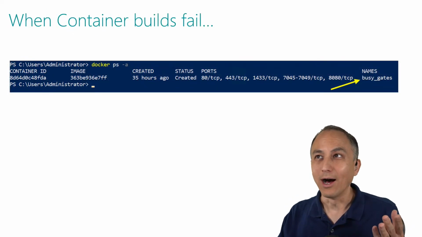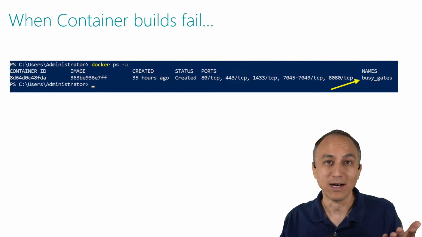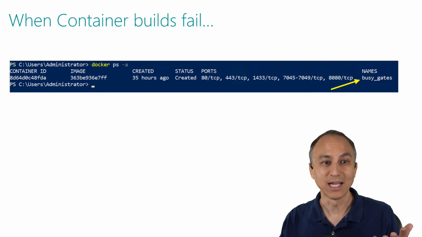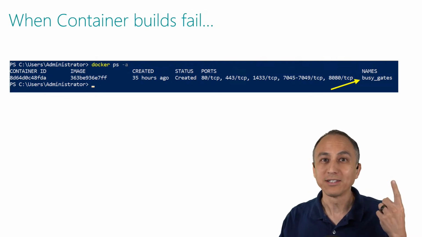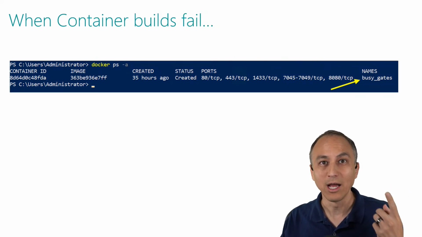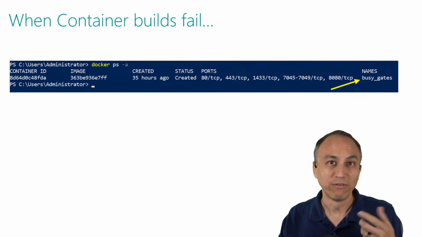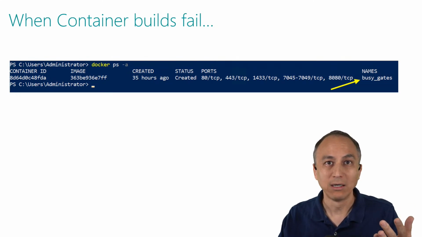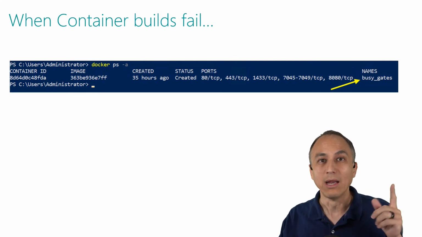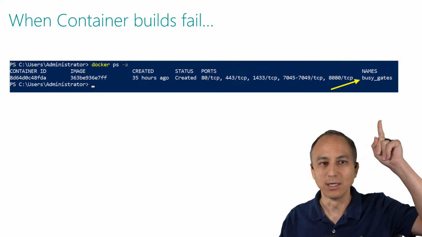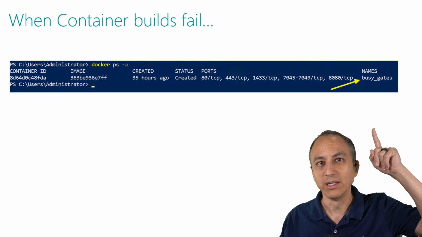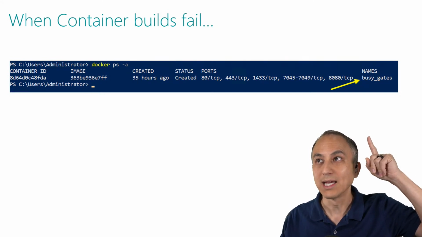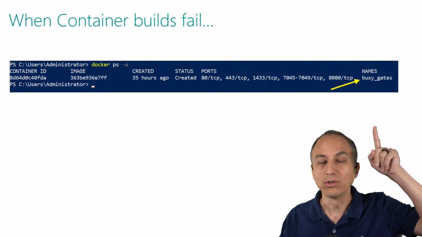Quick note, I see this a lot because I make a lot of mistakes. I try a bunch of different things, and a lot of times the NavContainerHelper build script, when I'm creating a new Business Central container, it will fail. So it'll give me an error and things will just get stuck. And when that happens, I will get an orphan container. So you'll notice the name.